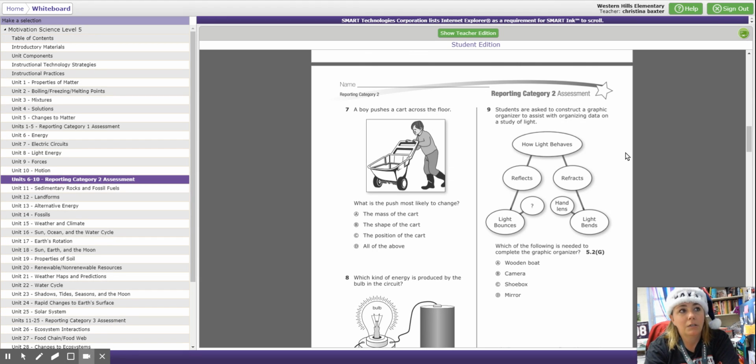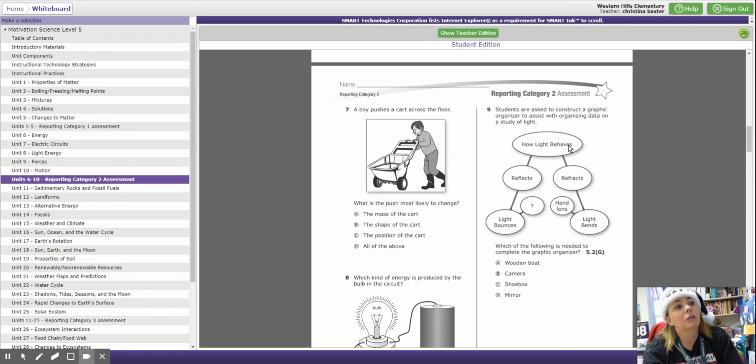Number 9. Students are asked to construct a graphic organizer to assist with organizing data on a study of light. The very top one up here says how light behaves. So then you have these branches that come down. The first one over here on the left is reflects. And then what comes off reflects is light bounces. And then there's a question mark.